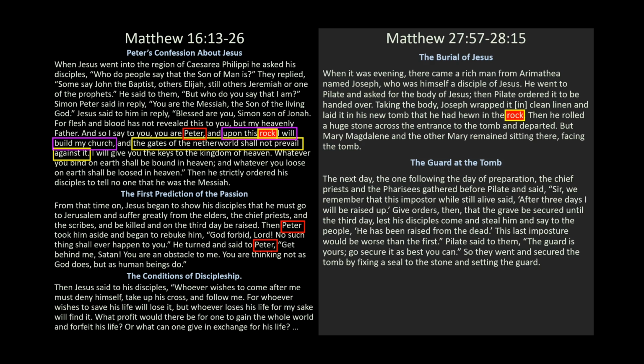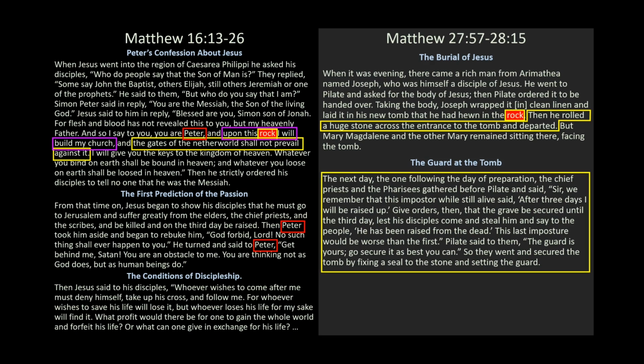So this is the gates of the netherworld. Now let's look over here at the burial. After Joseph puts the body in the tomb, he rolled a huge stone across the entrance to the tomb. What's that? That's the gate. That's the gate to the place of the dead. So you've got this image of inside the rock, and here's the closing up. I've got the whole thing highlighted, and we're going to take it out a little bit slowly, but it's a cool thing because it's only in Matthew's gospel that you have this talk of the rock and building the church and the gates of the netherworld.